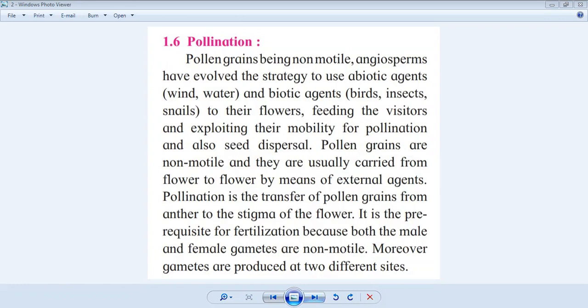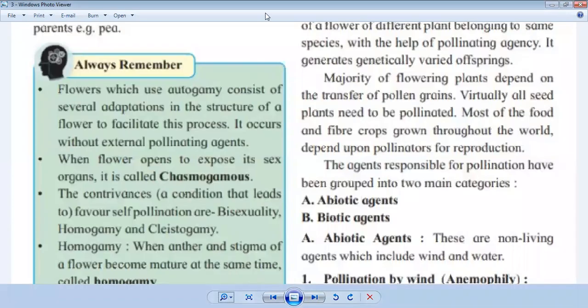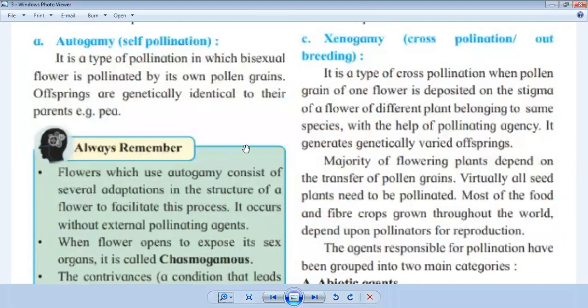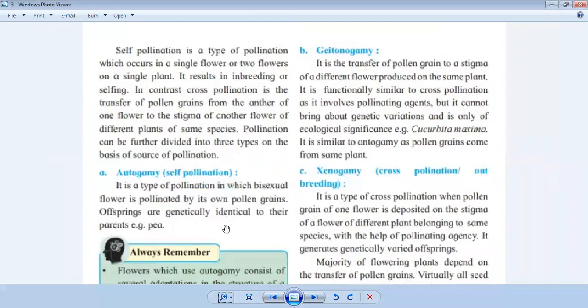The first type of pollination is self-pollination, and self-pollination has different types. यहाँ पे हम लोगों ने self pollination के बारे में देखा था कि how this self pollination is carried out. The self pollination's first category is autogamy. In autogamy, the transfer of pollen grains from a bisexual flower is pollinated by its own pollen grains, means the transfer of pollen grains from the same flower, same plant. It is a case of autogamy.